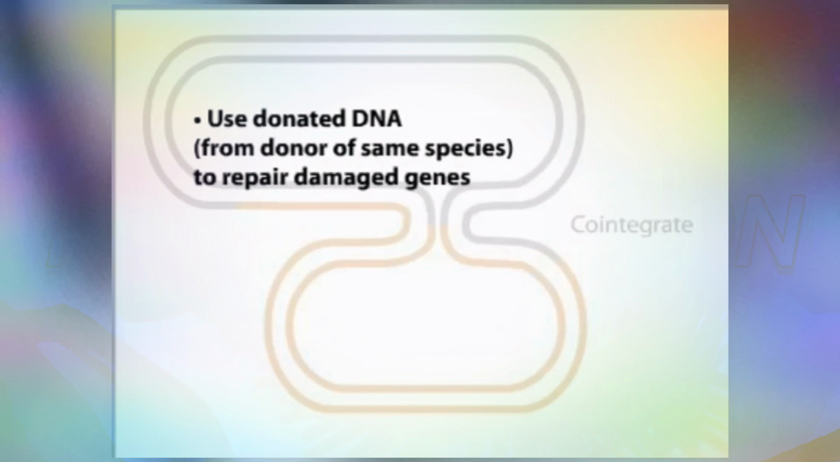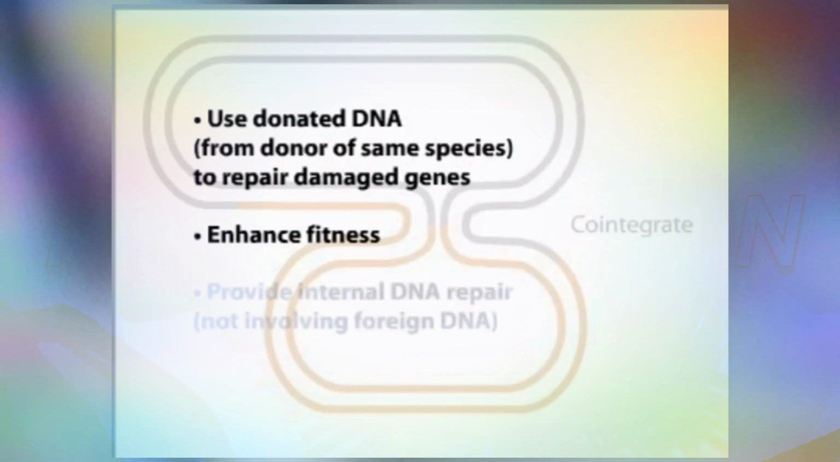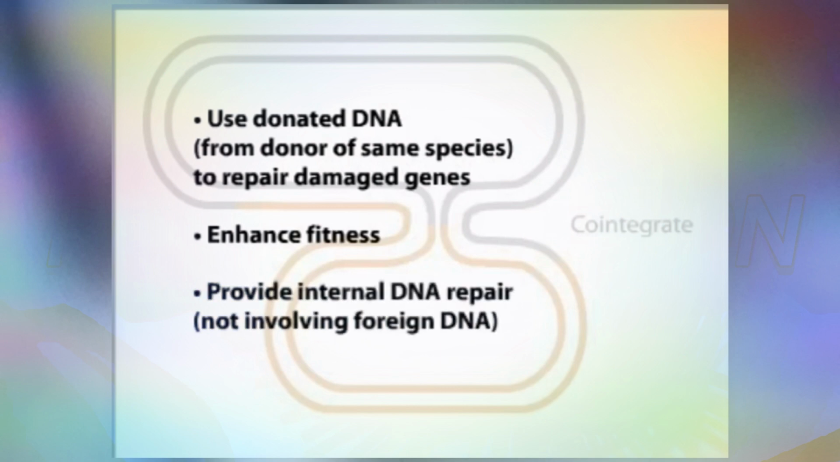So why is generalized recombination important for microbial cells? Cells with damaged chromosomes may use donated DNA to repair their damaged genes. Recombination may also be part of a self-improvement program that samples genes from other organisms to enhance cellular fitness. Recombination also provides an internal method of DNA repair useful to fix mutations. However, the last role does not involve foreign DNA.